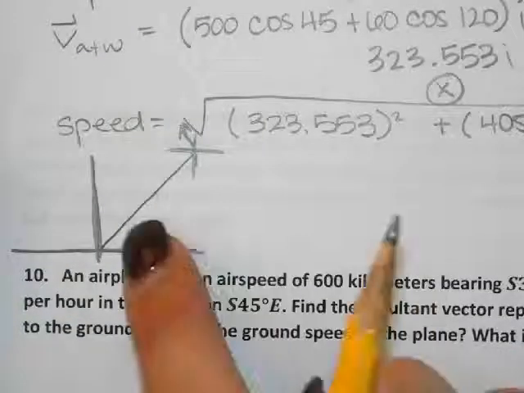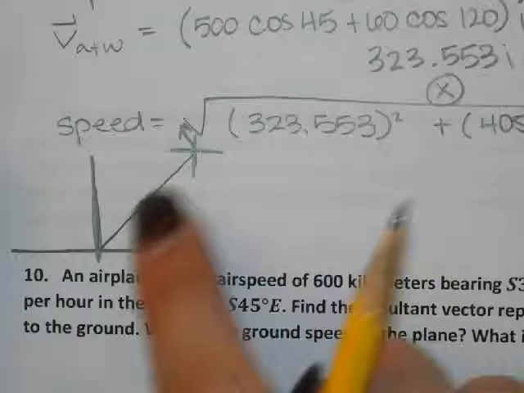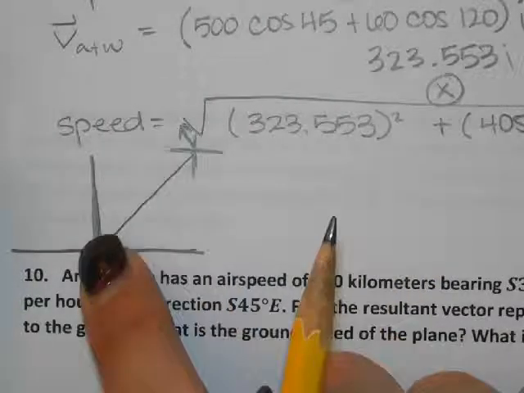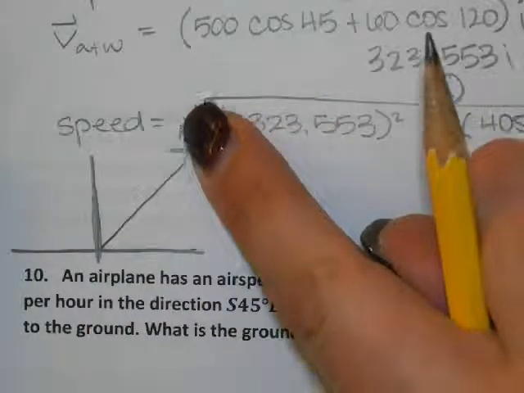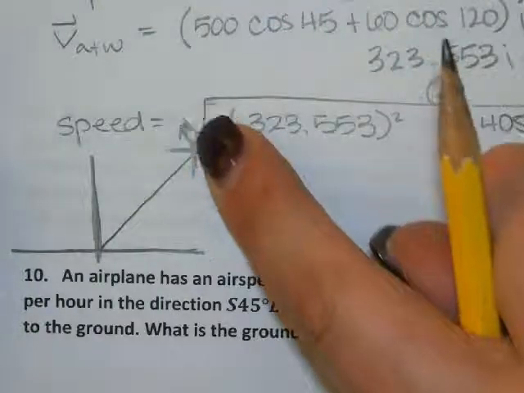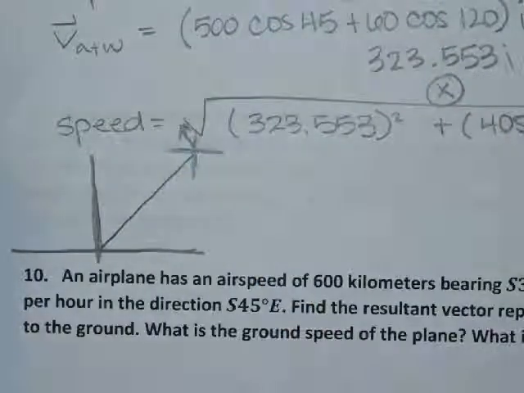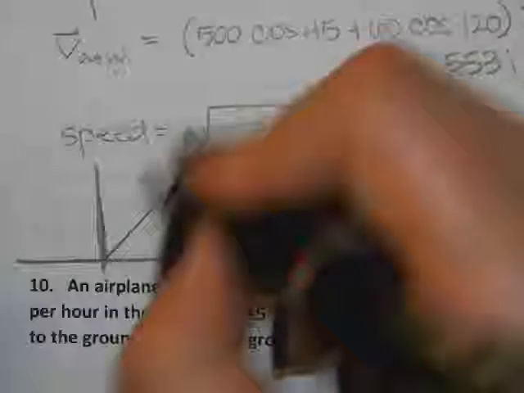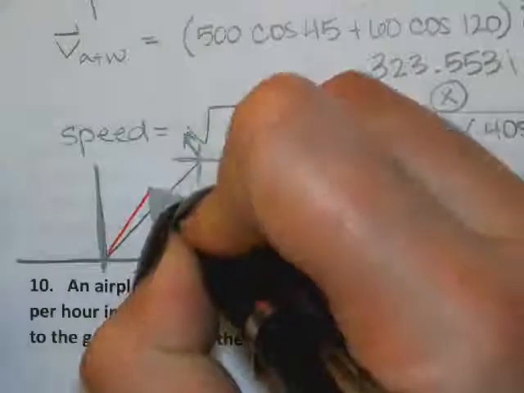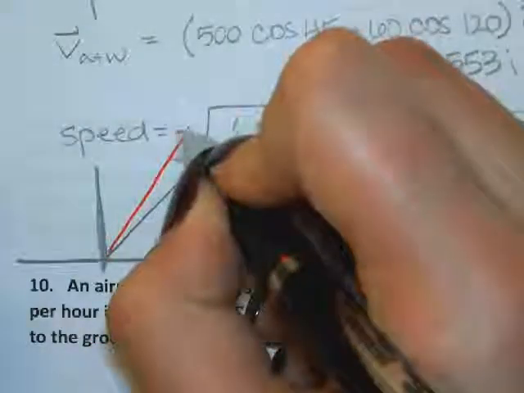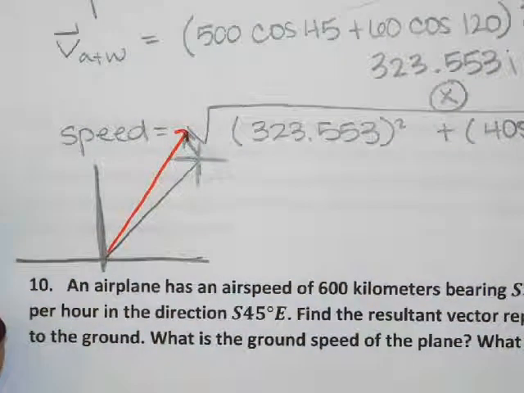All right, so let me zoom in. This is our vector for the airplane, going 45 degrees with a length of 500. This is the vector of the wind, going 120 degrees with a length of 60. And then our resultant would be right here. So now if we look at that, does it make sense that it went a little bit faster?